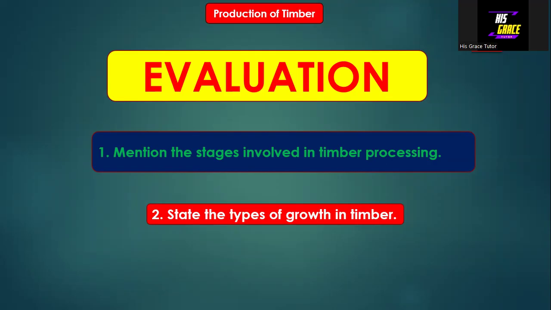Those are the 5 stages which timber has to undergo before we can use it to make one wooden project or the other. Then question 2 says that we should state the types of growth in timber. We just discussed that a tree undergoes 2 types of growth. We have the vertical or primary growth. Then we have horizontal or secondary growth. Let's move on to the next slide.